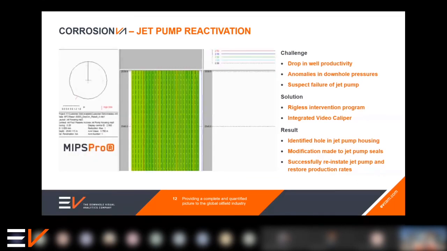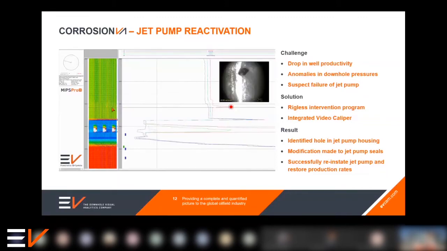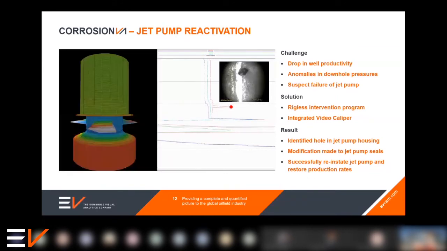We then looked at the overall geometry with the multi-finger caliper, and you can see here, as highlighted by the cursor, the location of that small hole in relation to the rest of the assembly. And there it is on the 3D view as well.